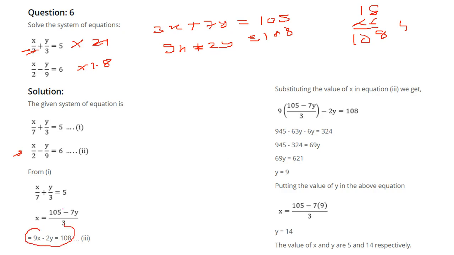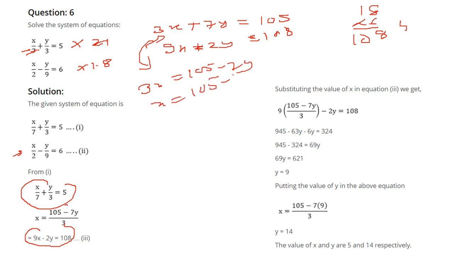But actually we didn't solve it and write here. This is the solution. And from this, if I want to get x, how do we get it? 3x will be equal to, I am taking this equation, 3x equal to 105 minus 7y. x will be equal to (105 minus 7y) by 3. So this is the thing which is being replaced here. This is what we have replaced. So you have to first formulate like this, then you replace. So y will be 9, and when you put the value of y here, you get x as 14.